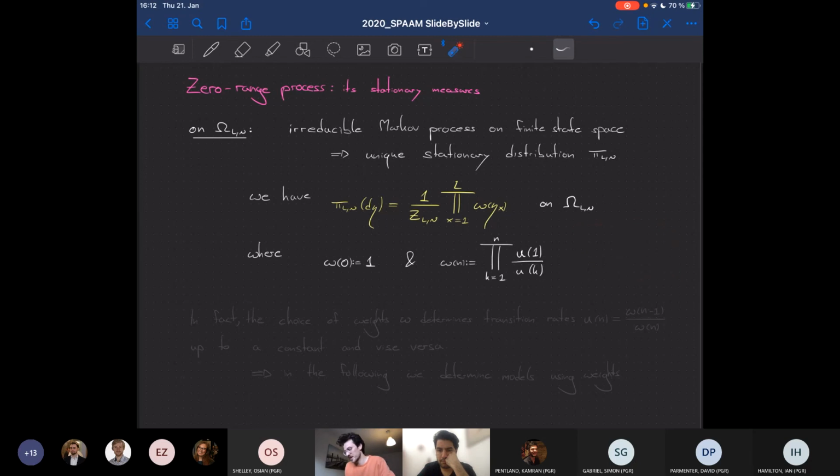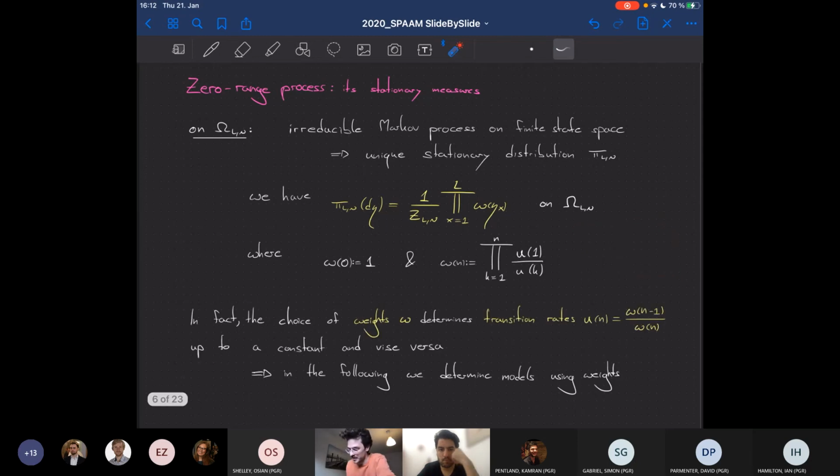In fact, there's a one-to-one correspondence between the weights and the rates. We already have this formula above, but it actually works the other way around too. If I give you certain weights, I can calculate the transition rates up to a multiplicative constant. And because we are only interested in the stationary distributions of our systems, in the following we will only talk about weights and not about rates anymore, because these are the things that determine our stationary distributions and will also determine our dynamics.